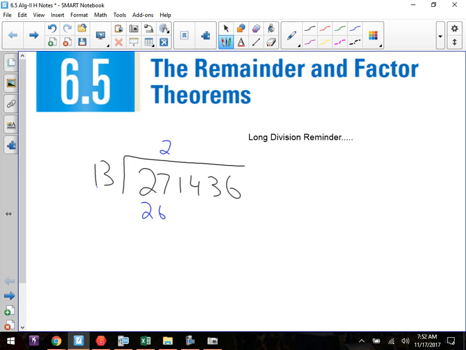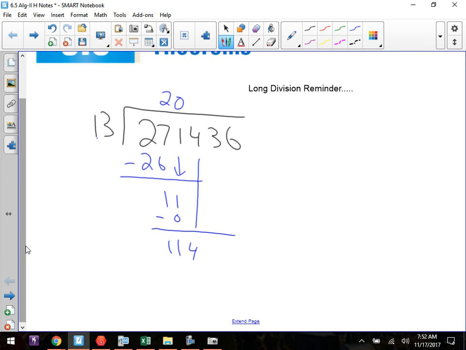So 2 times 13 is 26. Now what do we do? Subtract. Drop the 1. Does 13 go into that? No, so what do I put up top? A 0, good. I get another 0, subtract it out. Bring down the 4. Now we're going to have to do some math. We know 13 times 10 would be 130. Subtract 13 from that, you get 117, so that'd be 9. So this has to be an 8.